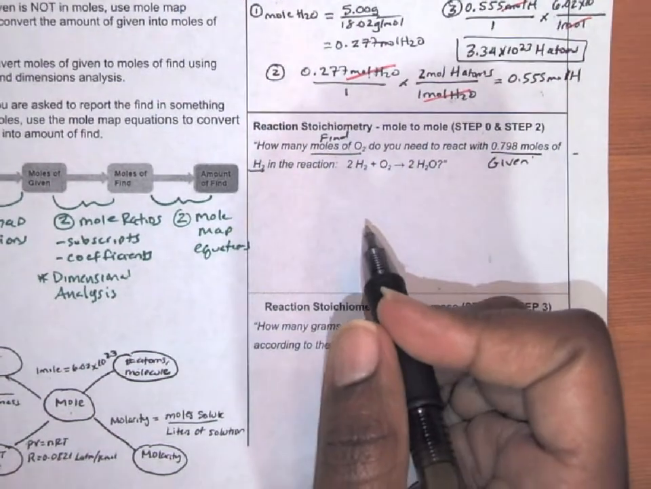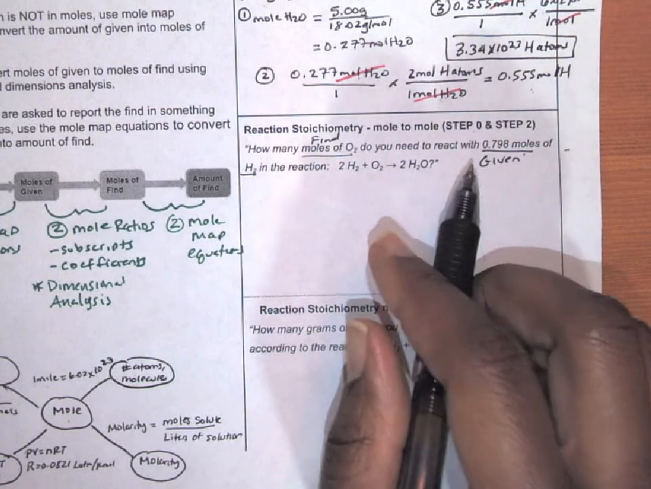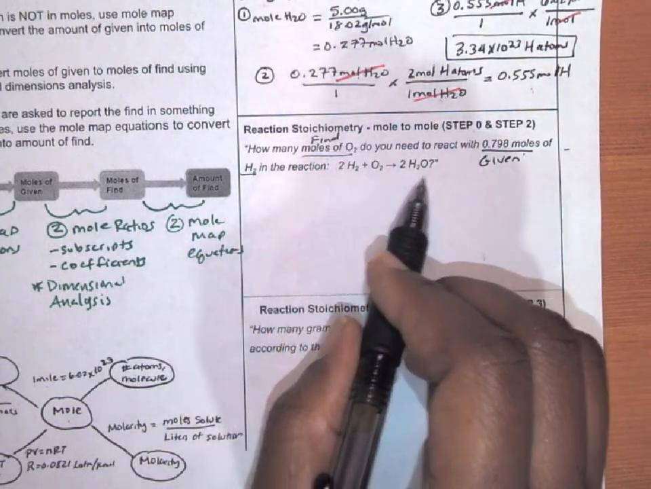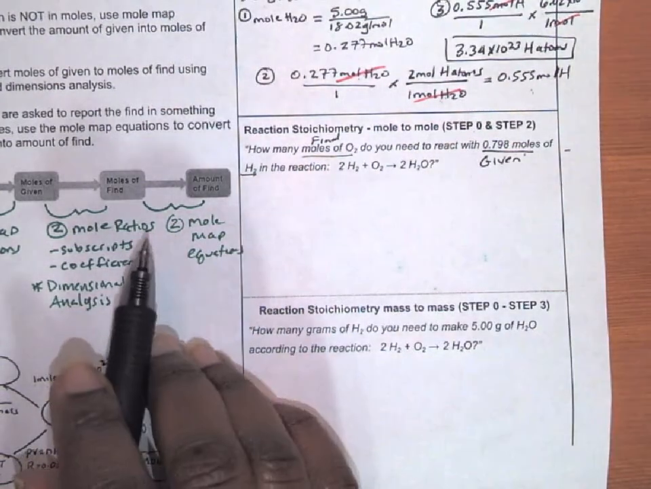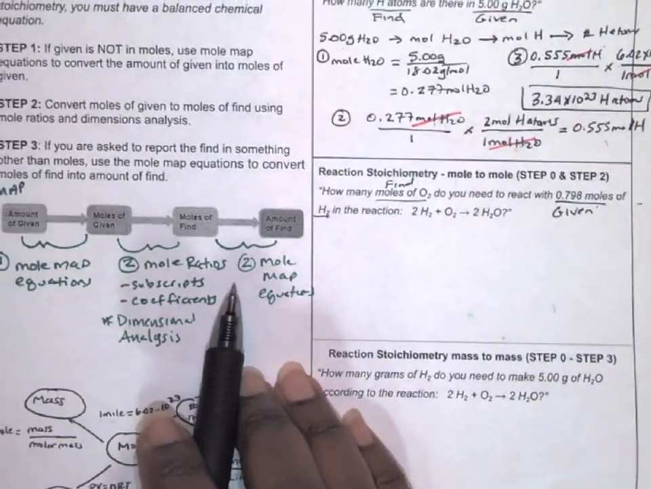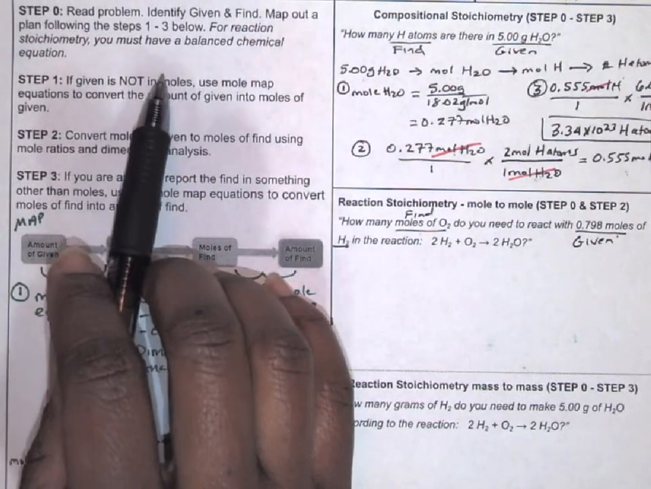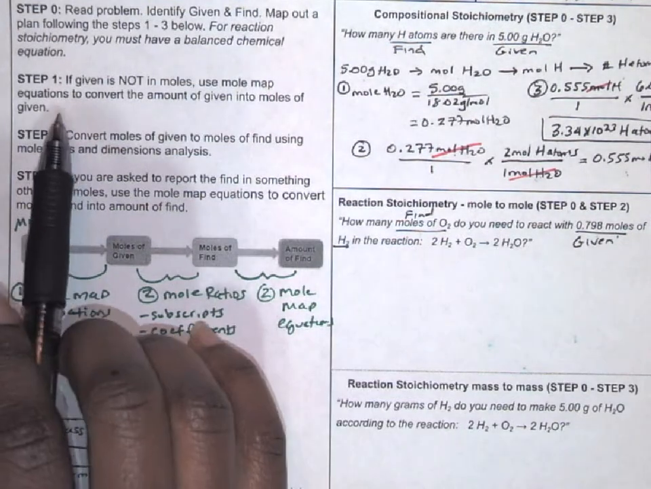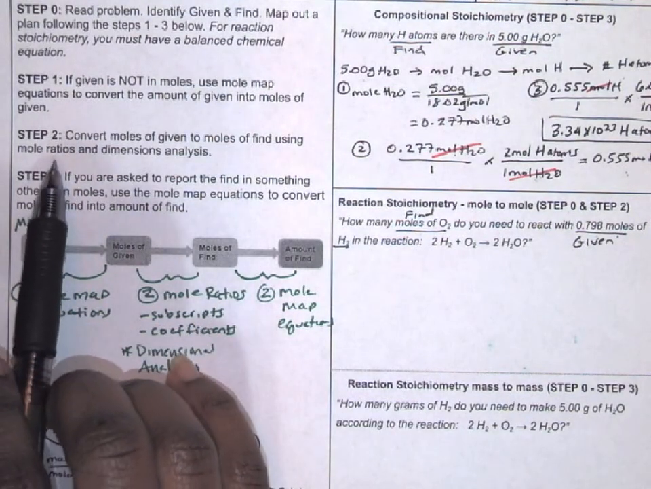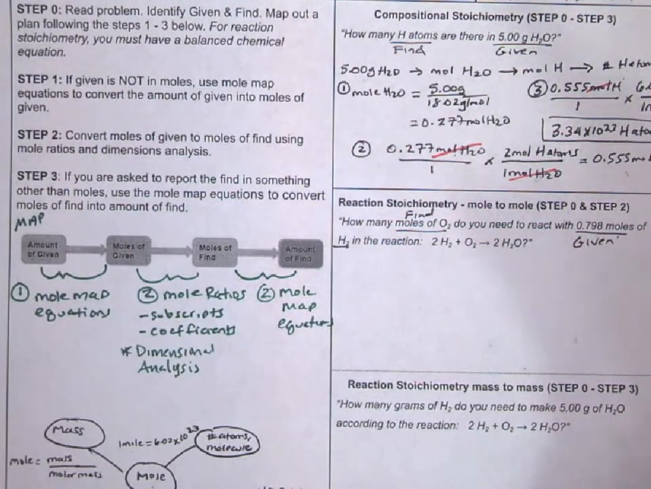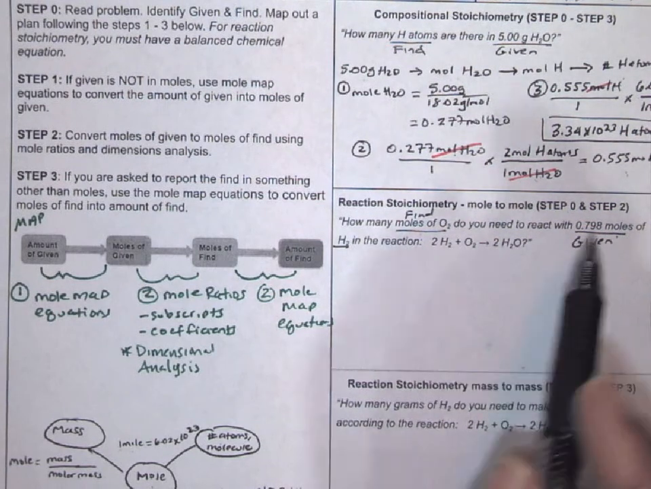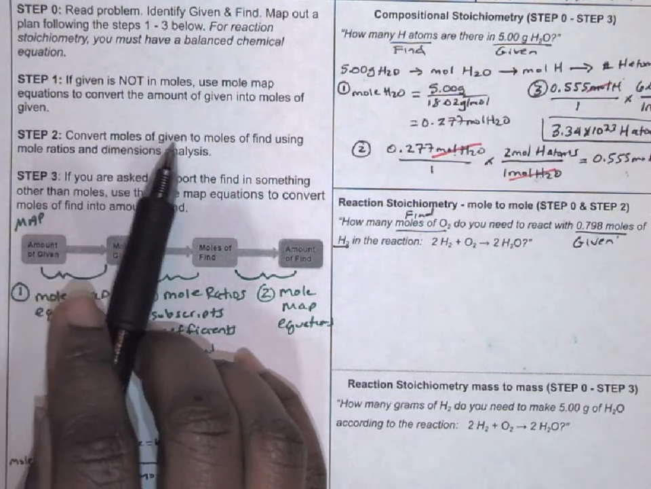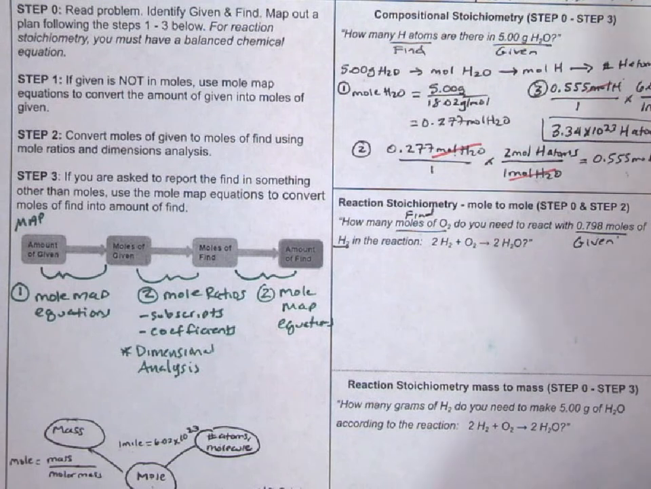Okay, so let's take a look at this problem here. In order to map this out, we'll take a look at our steps. Our first step says if the given is not in moles, use the mole map. Well, guess what? Our given is in moles, so we can skip step 1 and go straight to step 2. We only use step 1 if we're given something that's not in moles. And then step 2 says convert moles of given to moles of find using dimensional analysis.